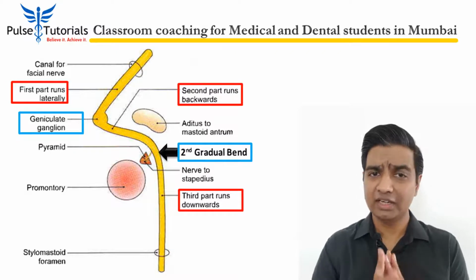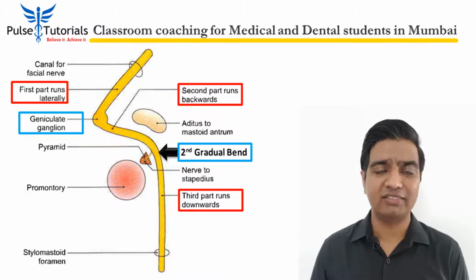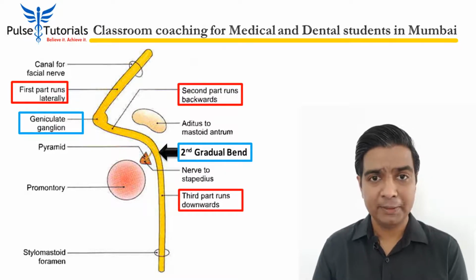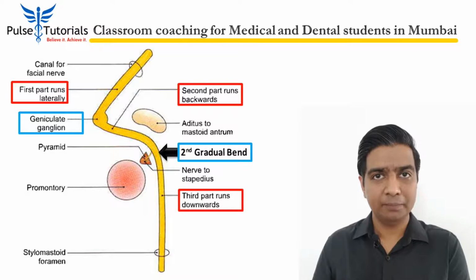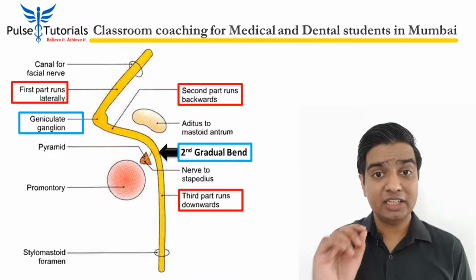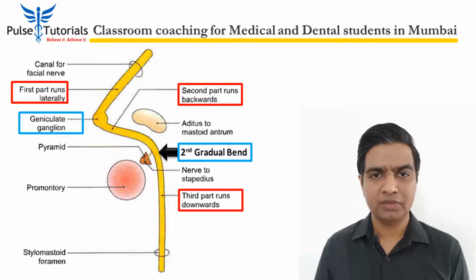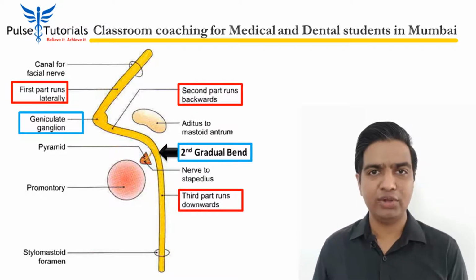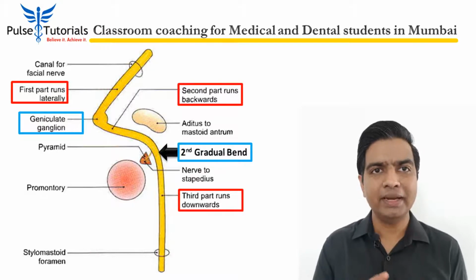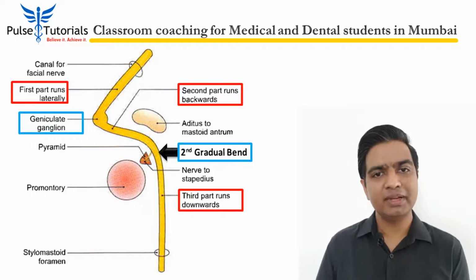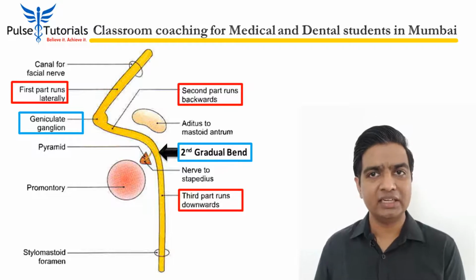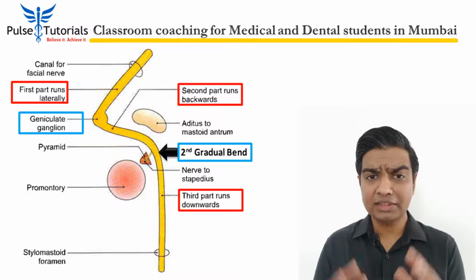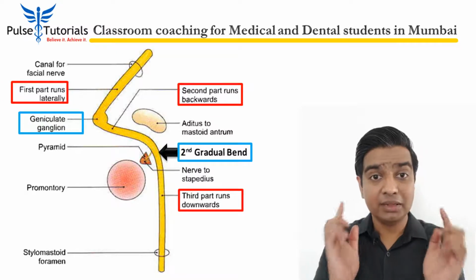You will also notice that there are two bends in the diagram. The first one, as you can see, is pretty sharp and it's more anterior, superiorly placed to the promontory. This sharp bend is called the genu, and here the nerve is a little swollen, so we call it the geniculate ganglion. The second bend is much more gradual and it's present between the promontory on one side and the aditus on the other side. Now this entire thing that I am describing is happening in the middle ear.